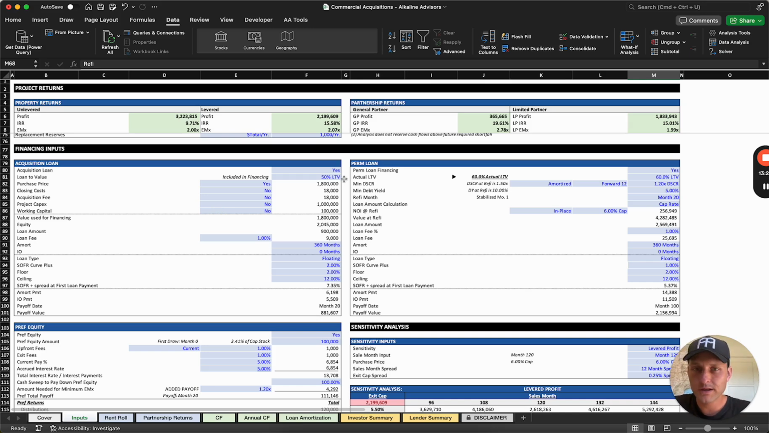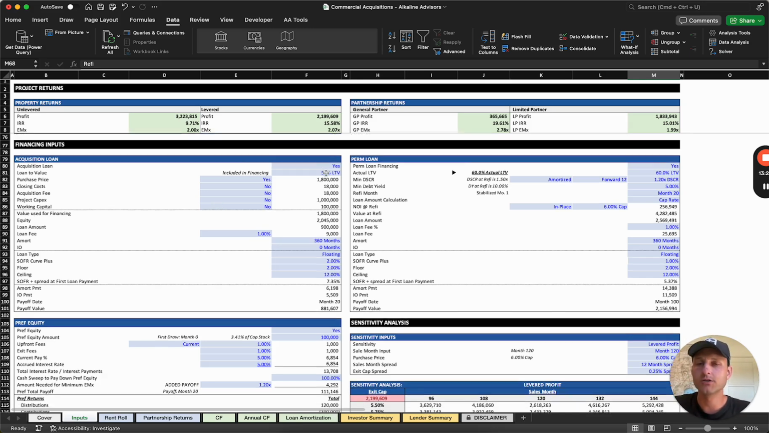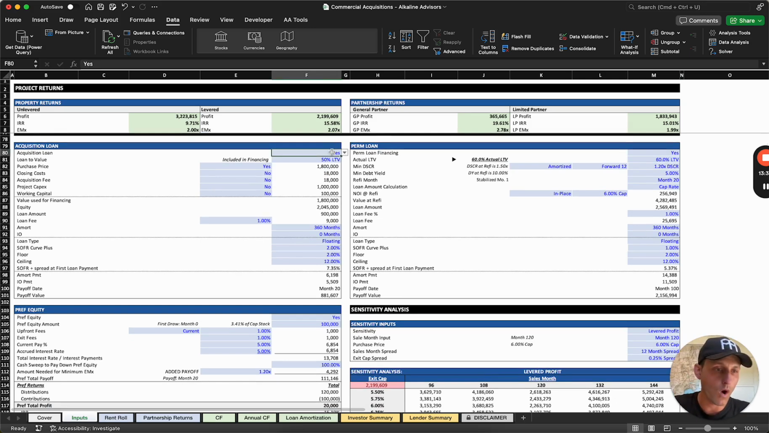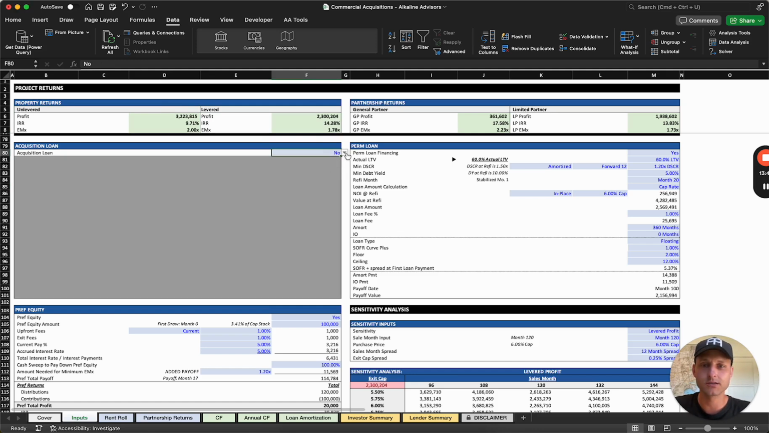So what's pretty neat about the functionality of this model is you can choose whether or not you even want financing. As you can see, first of all, we have an unlevered level of the project returns and then levered. But let's say you don't have an acquisition loan, you can turn this off, right? You can say we don't have an acquisition loan, it's turned off.